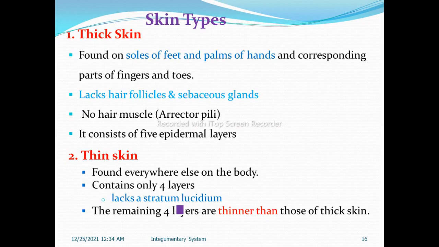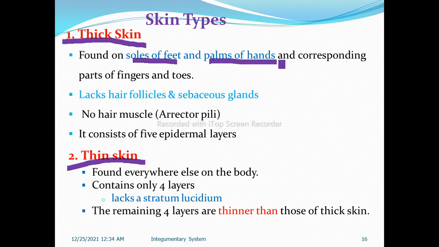Skin types. We have two types of skin. The first is thick skin, the second is thin skin. Thick skin is found on the soles of the feet and the palms of the hands, and the corresponding fingers and toes. So the palms of the hands and soles of the feet are considered thick skin.